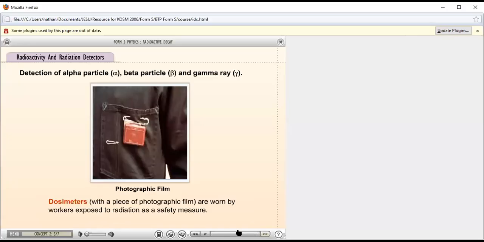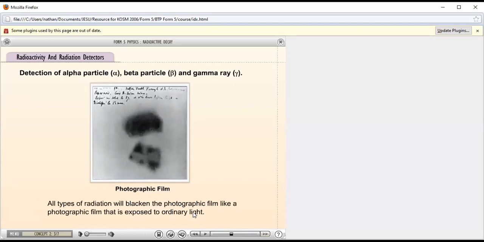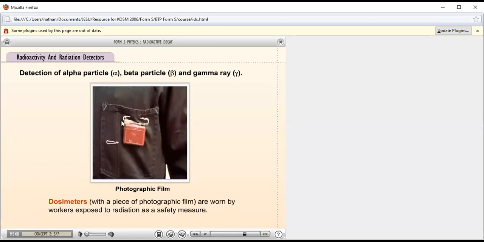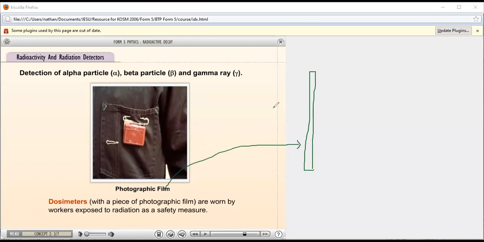So it's like this. This is the photography plate. Usually what they do, they wear badges like that. Example like this, now let's say if you have a film. So this is a film.